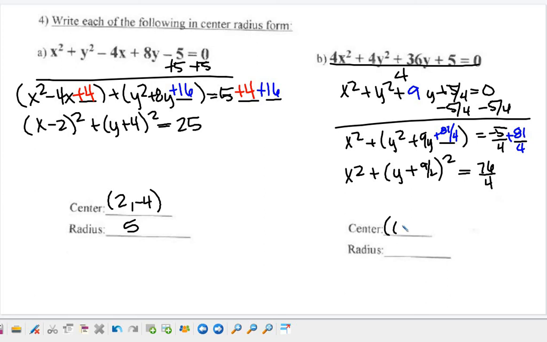So my center is 0, -9 over 2. And my radius is the square root of that. 76 is divisible by 4, and that's 19, so the square root of 19.